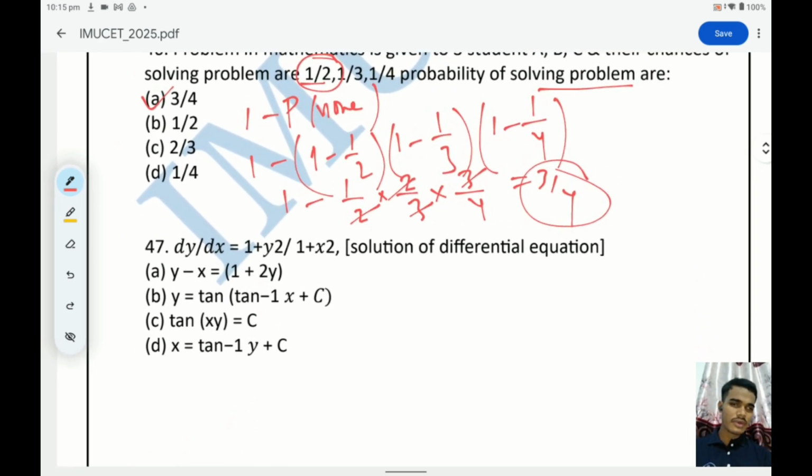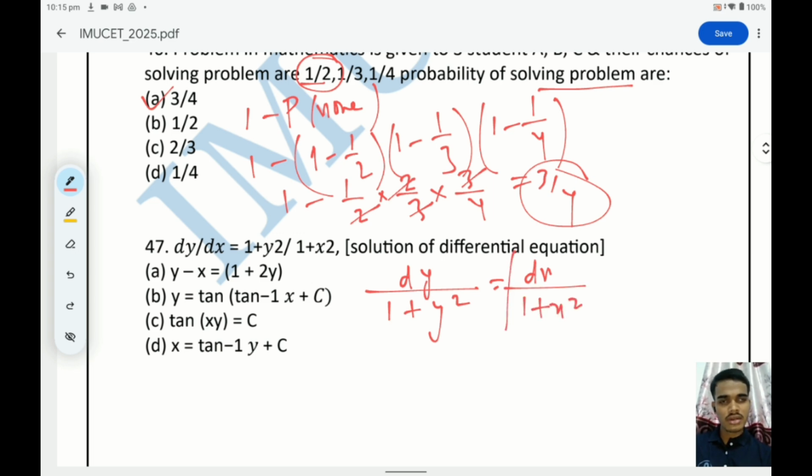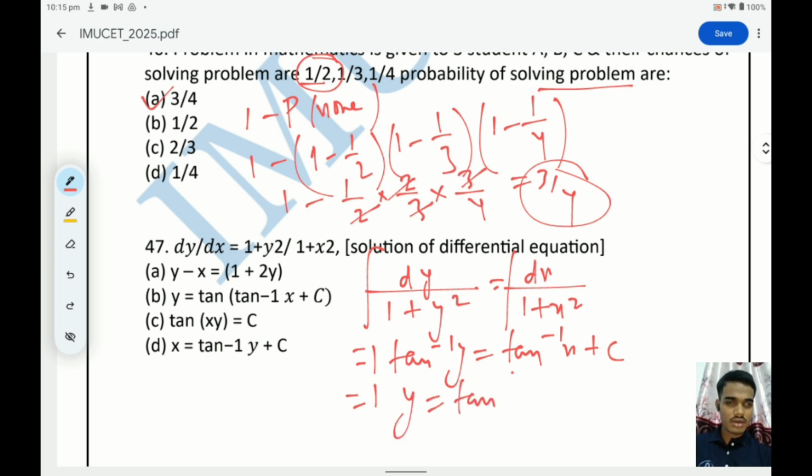Now question number 47. We have to find the solution of a differential equation. This is simple. We can use the separable variable method. Using that method we will get dy upon 1 plus y squared is equal to dx upon 1 plus x square. If we integrate both sides, we will get tan inverse y is equal to tan inverse x plus c. Therefore y will be tan of tan inverse x plus c. So option B will be the correct answer.